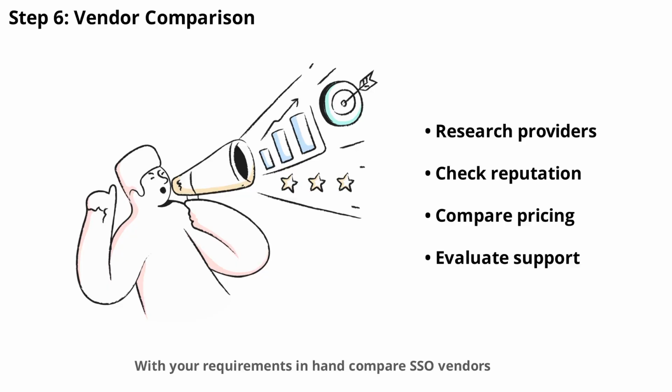With your requirements in hand, compare SSO vendors. Research providers that specialize in SSO solutions for marketing teams. Evaluate their reputation, customer reviews, and support options. Compare pricing models, scalability, and integration capabilities. Create a short list of vendors that meet your needs, and schedule demos to see their solutions in action. This comparison will help you make an informed decision and find the best fit for your team.